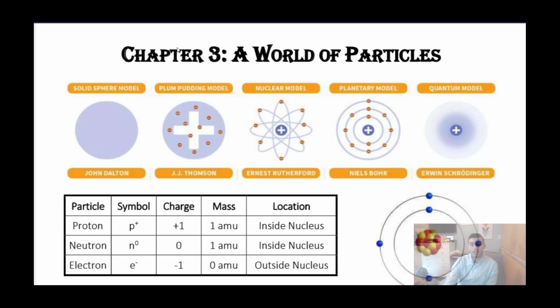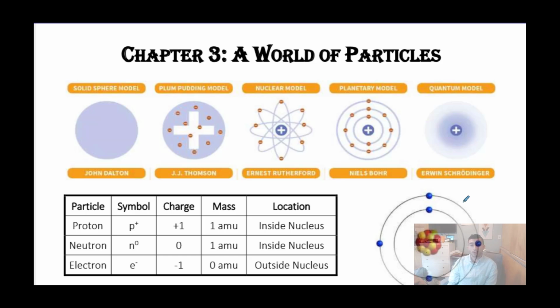And if we look at the models here, they evolve to become more complex than they were before. So Dalton, if we look at where we first start, Dalton had the most simplistic model of all, which was the solid sphere model. We then had J.J. Thomson, who used the cathode ray tube to discover electrons, which was the first subatomic particle that was discovered. He came up with the plum pudding model.